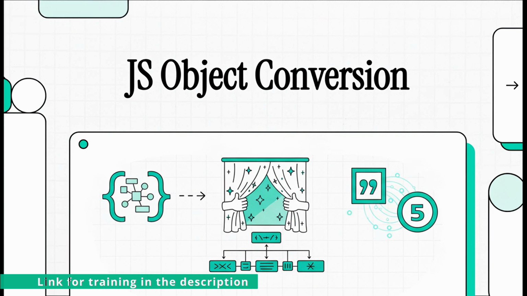Alright, let's dive into one of JavaScript's weirdest corners. What actually happens when you try to use an object where you're supposed to have a string or a number? It can feel totally unpredictable, kind of like magic. But as you're about to see, it's not magic at all. It's all based on a fascinating and kind of secret set of rules.